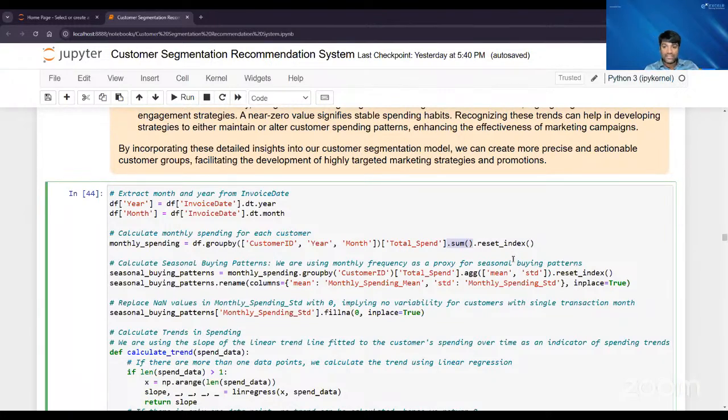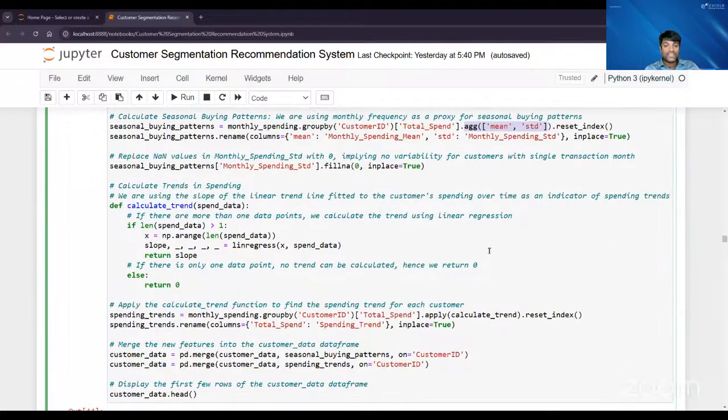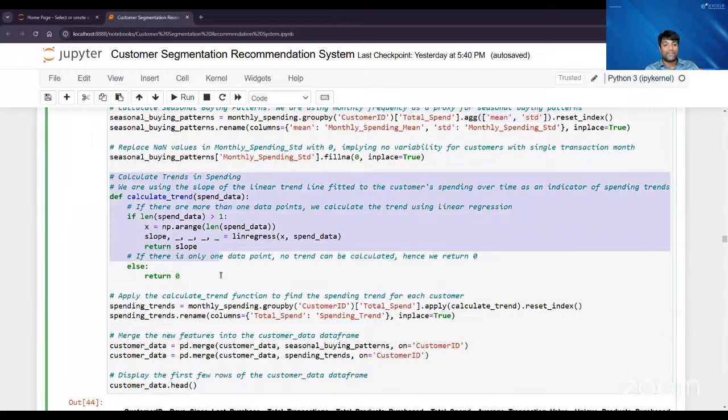After that, they're going to calculate the aggregations, which are the mean and the standard deviation. Along with that, we are going to calculate the trend in the data. This trend will be identified by using linear regression. It will show you how the customers are buying the products. You can get a trend line by using the linear regression. That is what we are trying to do.